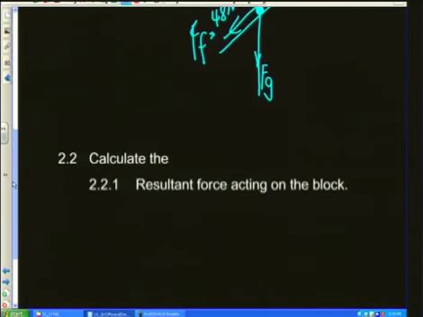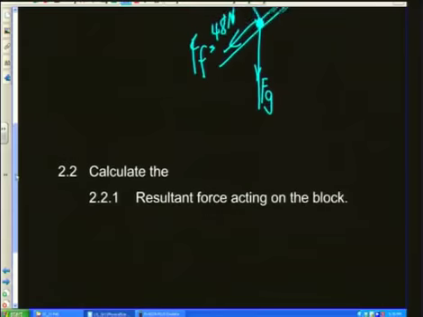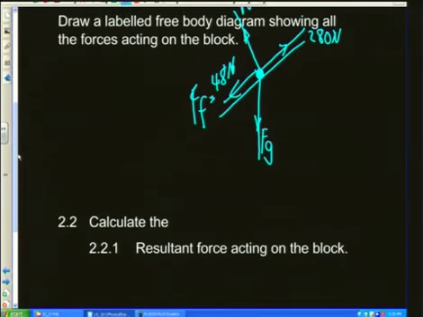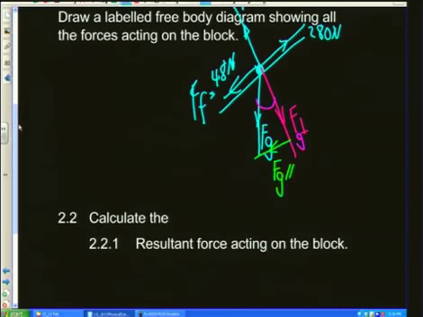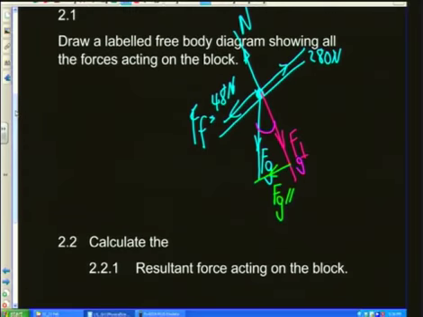Next, calculate the resultant force acting on the block. Now, you need to be careful here in calculating your resultant force. You've got friction, and you've got a component of Fg. Let me just quickly show it to you. There is the F perpendicular, and there is your F parallel. So that is also Fg perpendicular. Now, you need to work out what Fg parallel is, because that will have an impact on your answer when you work out the resultant.